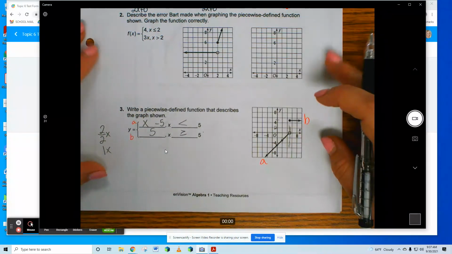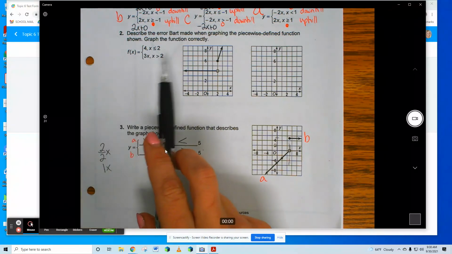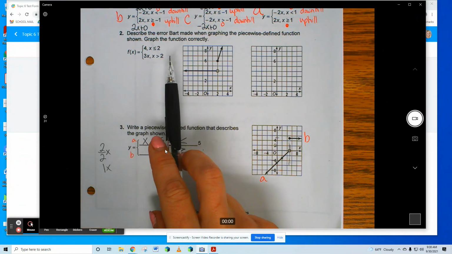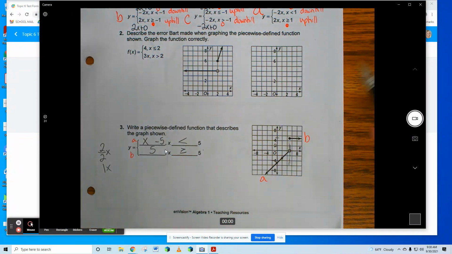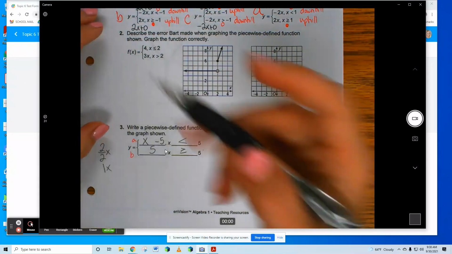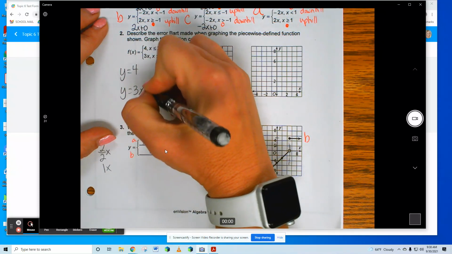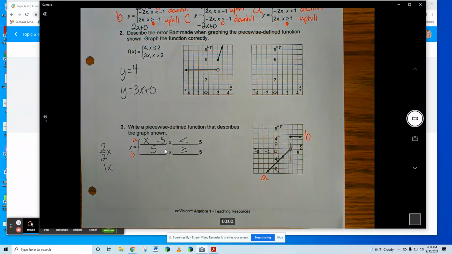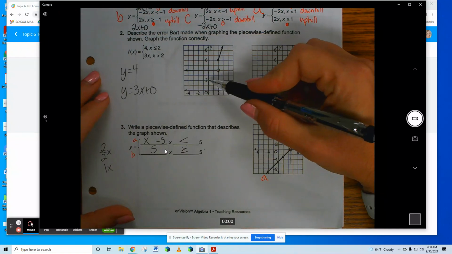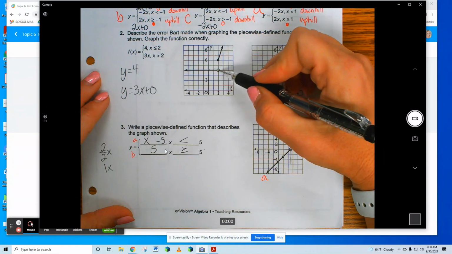Okay, number 2. This guy made a mistake. So we have to fix the mistake. First of all, let's find the mistake. Look at the first choice. Y equals 4 and y equals 3x plus 0. That's my 2 equations. Y equals 4. 1, 2, 3, 4. Okay, this is fine. X is less than or equal to 2.